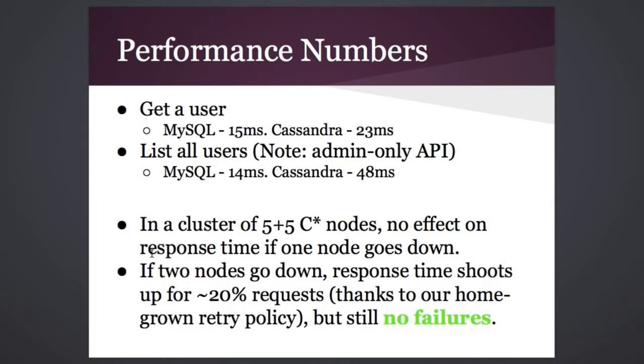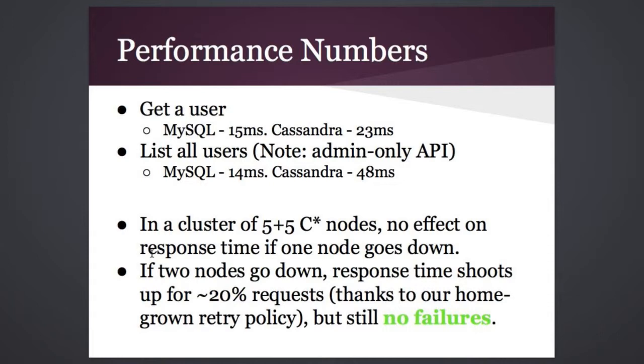So get the information of a user in MySQL, it was around 15 milliseconds. With Cassandra, we were getting around 23 milliseconds. Again, these are the end-to-end response times. That is, it also includes the response times which the Keystone server spends processing the request. If you see list all users, it's taking 14 milliseconds in MySQL, and in Cassandra it's taking around 48 milliseconds.